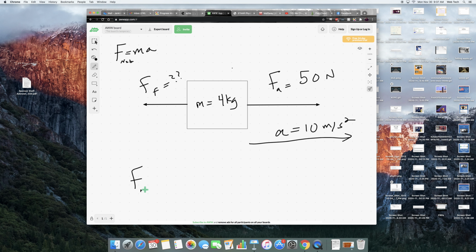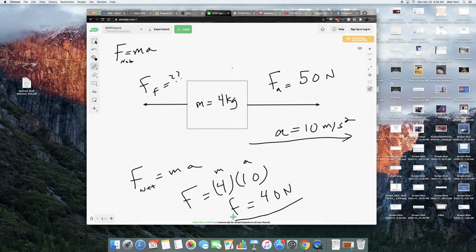All I have to do is multiply the mass times the acceleration. Let's do that. Force is equal to mass, which is 4 kilograms, times the acceleration, which is 10. That's the mass times the acceleration. How many newtons of force is it? You should see that 4 times 10 is 40. So the net force on this is 40 newtons.